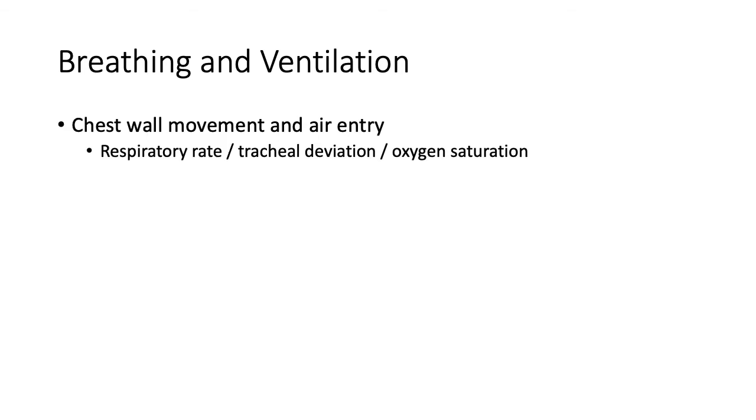After establishing a secure airway, we must evaluate the patient's ventilation and oxygenation. This can be done by looking at the chest wall movement as well as listening to the lungs for air entry. It is important to calculate the respiratory rate, feel for any tracheal deviation, and obtain the patient's oxygen saturation. We must exclude life-threatening conditions such as tension pneumothorax, open pneumothorax and massive hemothorax.